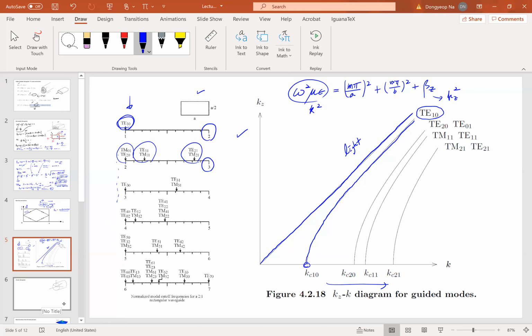I have a question. Yep. What are those numbers 2, 3, and 4 on those graphs on the left? Are they normalized frequencies? And if normalized, over which frequency are they normalized?